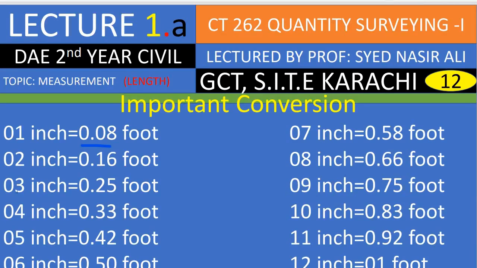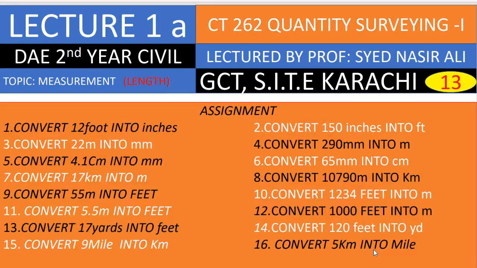This is some important conversion, inch to feet conversion. 1 inch is equal to 0.08 feet, must be remembered. Two inches is equal to 0.16 feet. 3 inches is equal to 0.25 feet. 4 inches is equal to 0.33 feet, and so on, up to 12 inches is equal to 1 foot. These factors must be remembered.